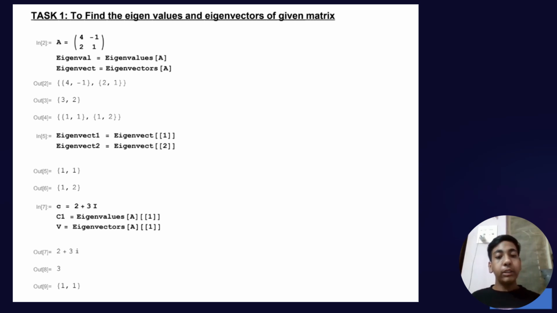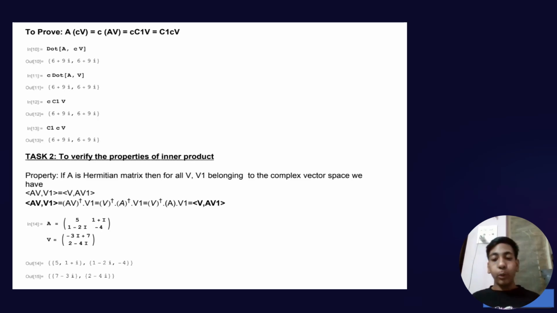Second, Eigenvectors[A] equals 1. We give the values as 1. We can also prove various processes. To verify the properties of the inner product: if A is a Hermitian matrix, then for all V, what is the Hermitian matrix we have studied? A equals A transpose conjugate. The matrix equals its own conjugate transpose. For a Hermitian matrix, for all V, V1 belonging to a complex vector space, we have the following input, and then we can get the output.